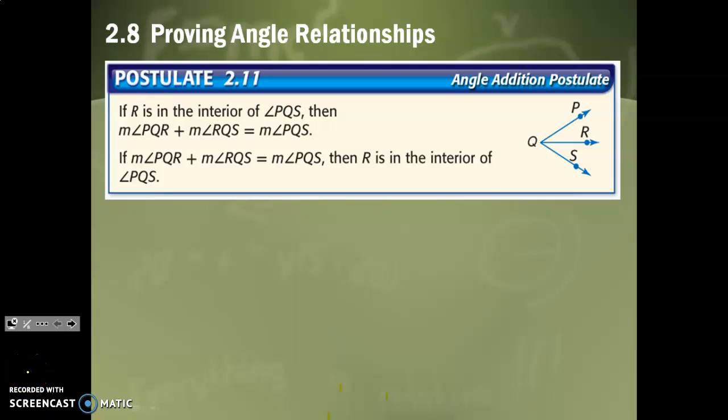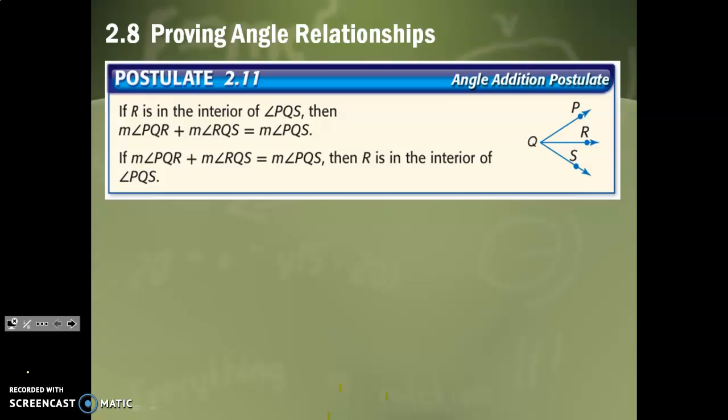All right, welcome to 2.8. 2.8 is called proving angle relationships. What we're going to really focus on is what the angle relationship gives us, and what we can do with it if we're trying to figure out what each angle is worth without using a protractor.